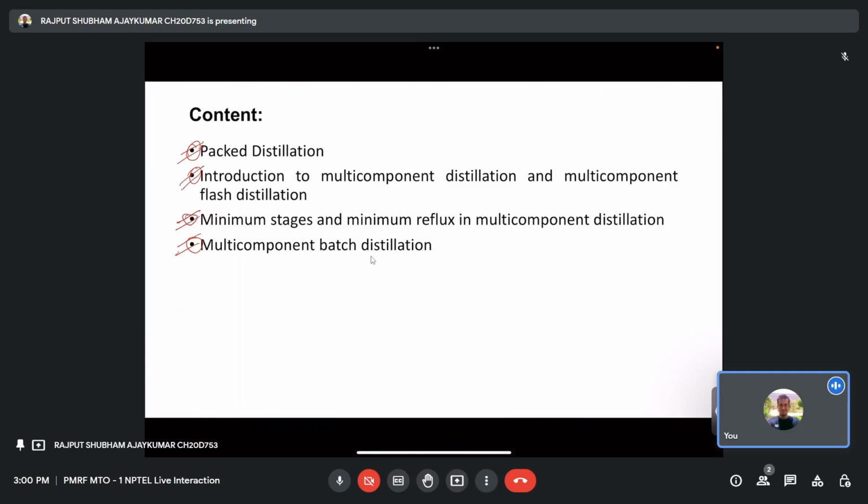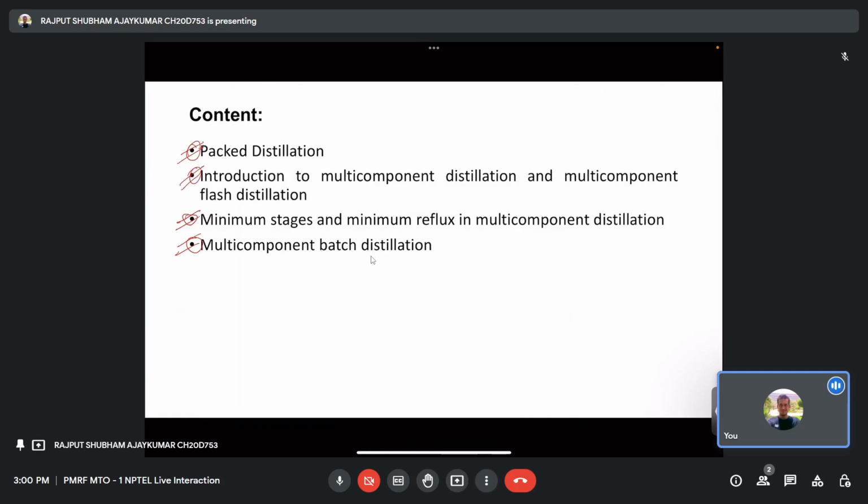Last week we discussed the Ponchon-Savarit method for the design of the distillation column. In that case the assumption of constant molar overflow is not required, whereas in the McCabe-Thiele method constant molar overflow is required. Another thing we discussed in the Ponchon-Savarit method is that the enthalpy and energy balance equation is an add-on, whereas in the McCabe-Thiele method the enthalpy balance is not required, and it gives a real number of stages.